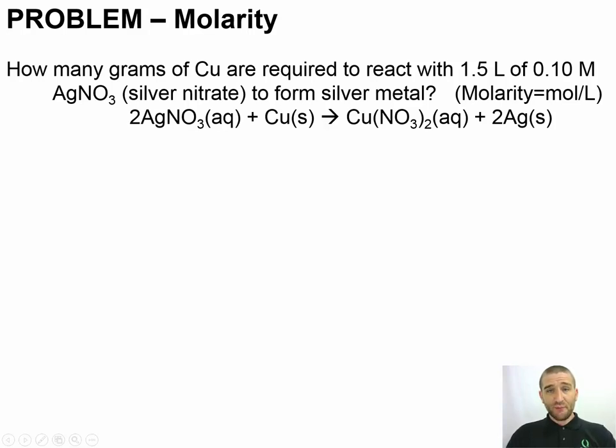In this problem video, we're going to get practice using molarity in order to convert between things with some balanced chemical reactions. Now, it asks us in the problem, how many grams of copper, there's my endpoint, are required to react with 1.5 liters of 0.10 molar, and notice it reminds us that that means it's moles per liter, of the silver nitrate solution in order to form silver metal. And we're given a balanced chemical equation right here.